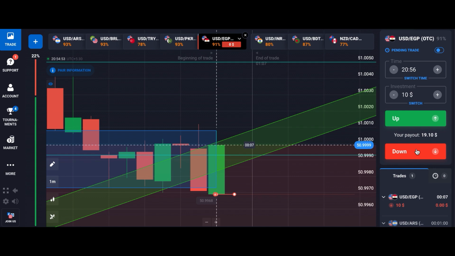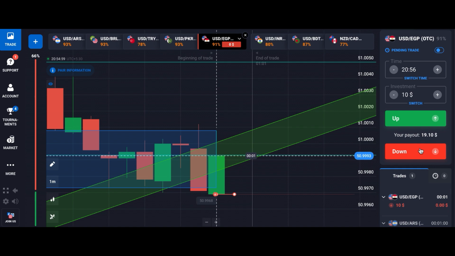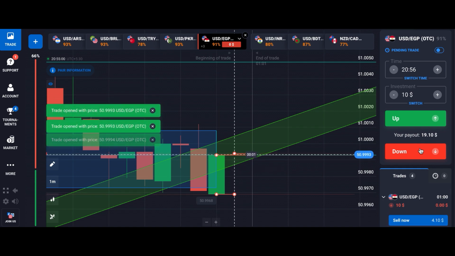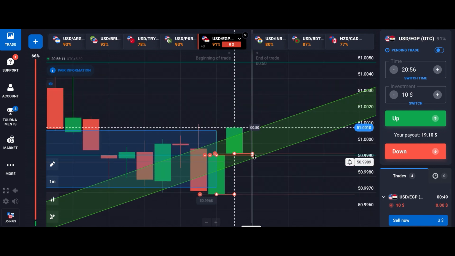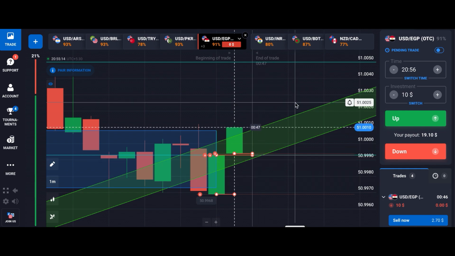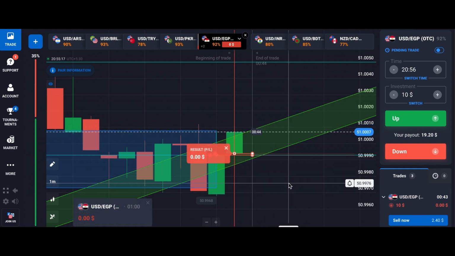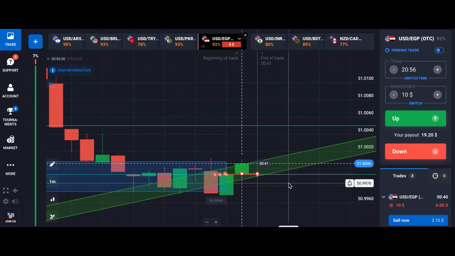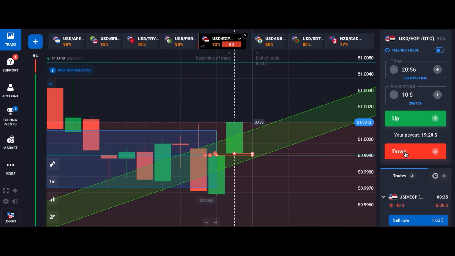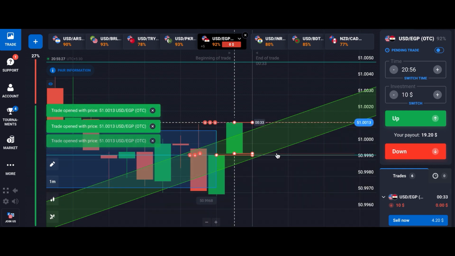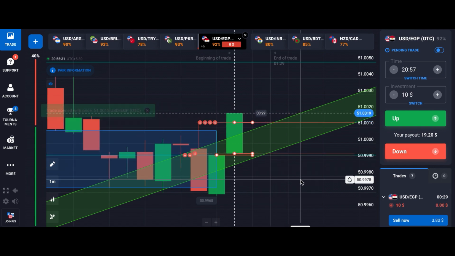Okay, so here it goes. Okay, this will be a short red one. No worries, no tension, nothing else. So let's wait. From here I can take two more trades. Yeah, and now waiting for the response.